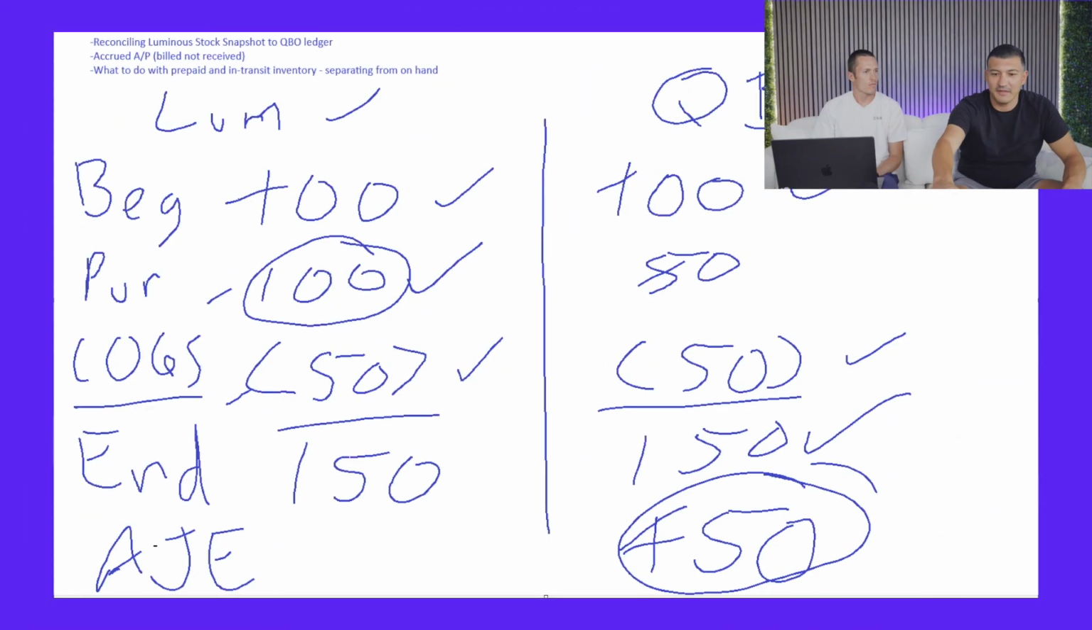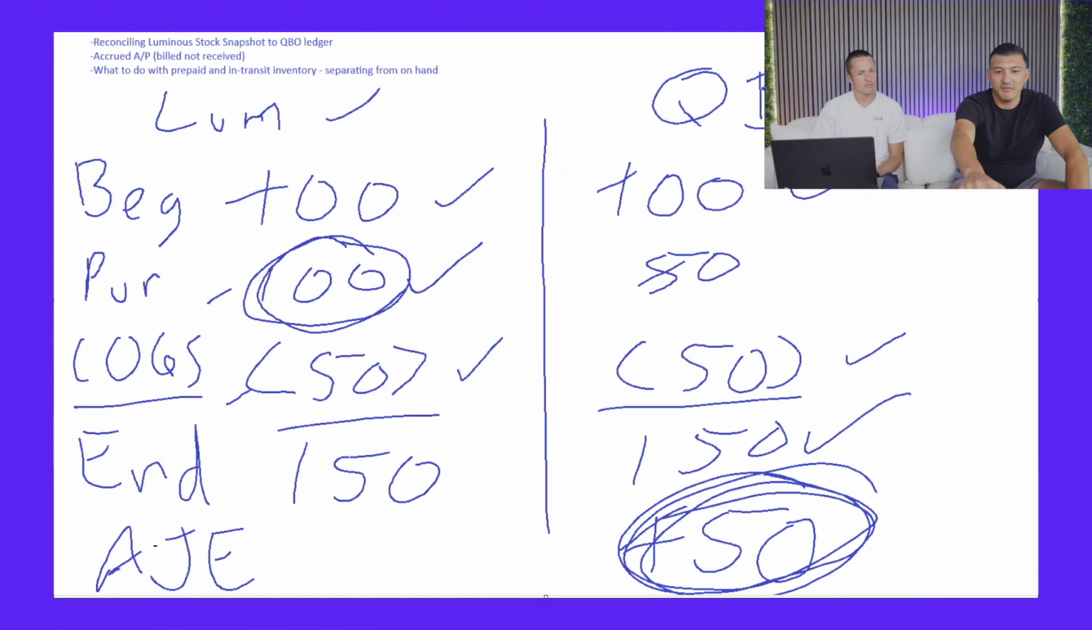Then when you get that bill later for 50, you don't post that bill directly against inventory. You've already picked it up in this adjustment right here, and instead you take that bill directly against accrued accounts payable, which wipes that 50 out, and now it's gone.